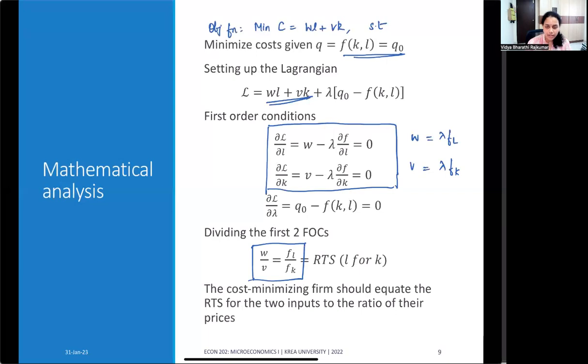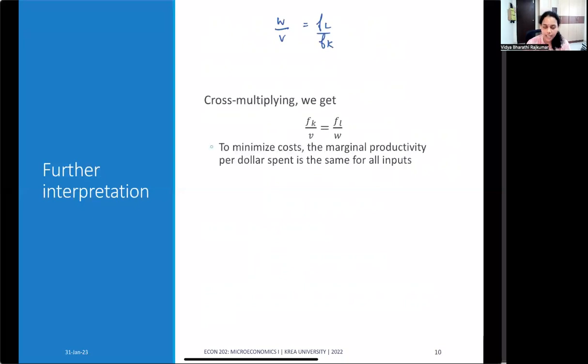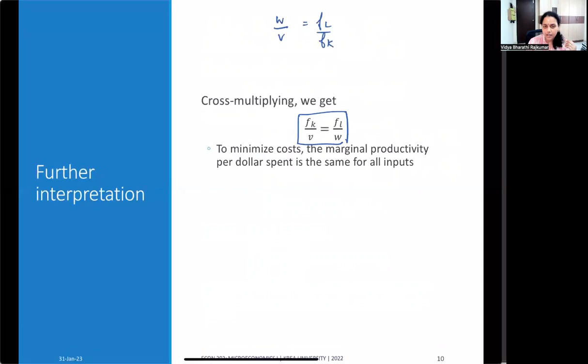There are a couple of other intuitive explanations underlying this particular expression as well. So we have W over V equals FL over FK. There's another way of thinking about this. If I just cross multiply the terms, I get this particular expression. I get FK over V equals FL over W. Now, what is each term telling us here?